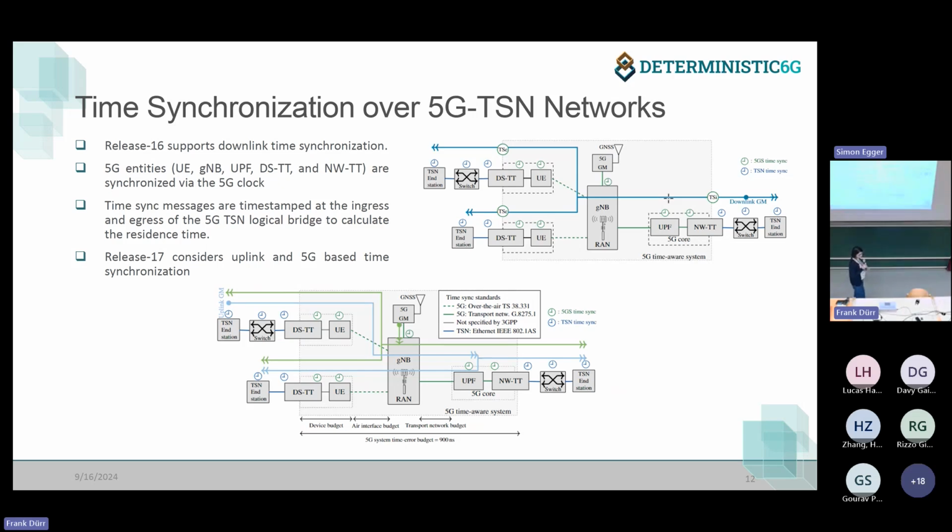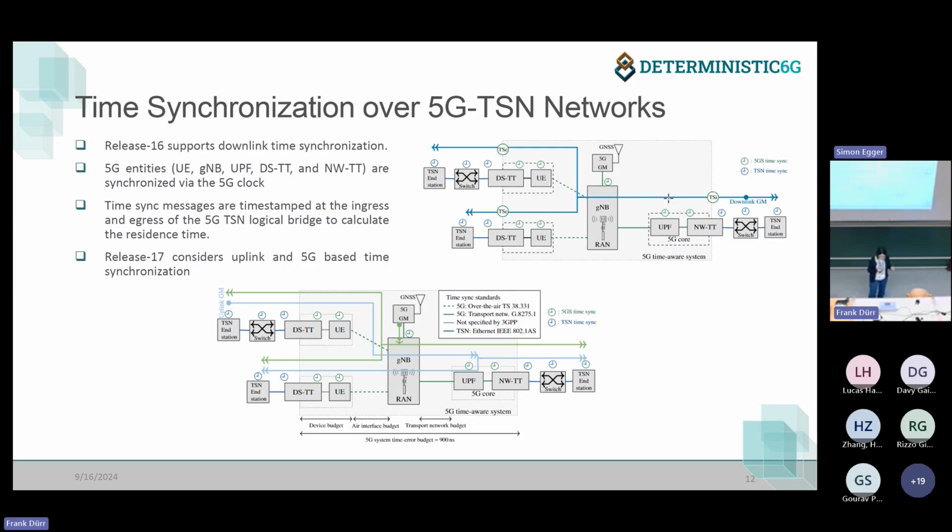That means that any end station on the network side of the 5G system could be a grandmaster, and it could synchronize all the end stations on the device side of the 5G system. How it is achieved, as we saw before: each time the sync message enters the 5G system from the network side, the NWTT timestamps it with the ingress timestamp. And as it goes out of the 5G system, we timestamp at DSTT with the egress timestamp, and that's how we calculate the residence time to account for the time spent in the 5G system.